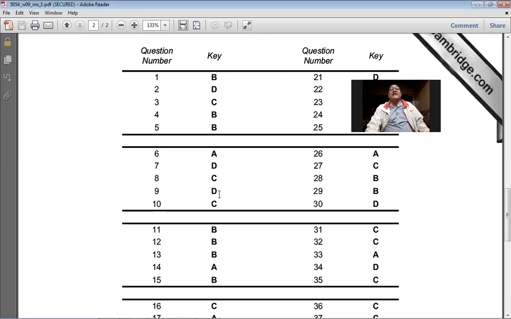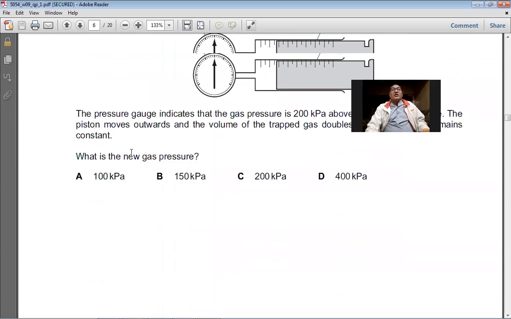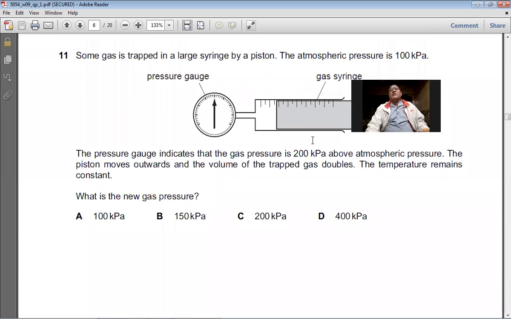Question number 10, C looks the right option, sir. Yes, that's true. Okay, so we have the next question coming up on your screen.